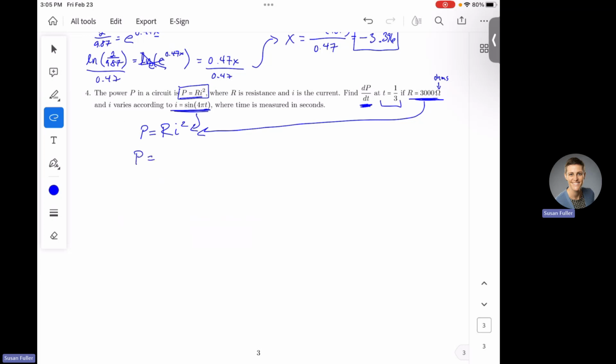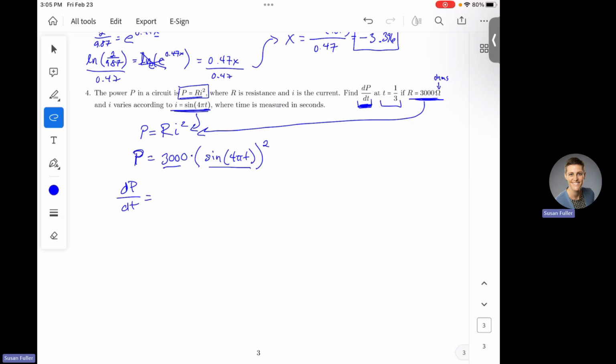So my power function is going to be 3,000 times the sine of 4 pi t squared, right? I plugged R in here, I plugged I in here, and now I have P, that's my function. I have t as my variable. Now I just have to find the derivative, dP/dt. So how do I find the derivative with respect to t of this function?